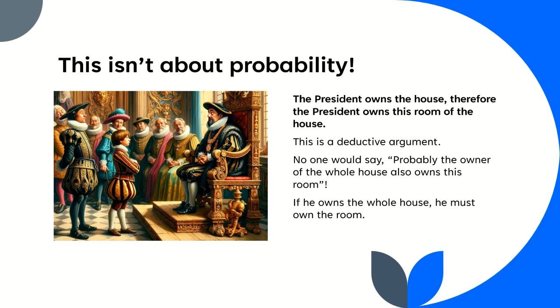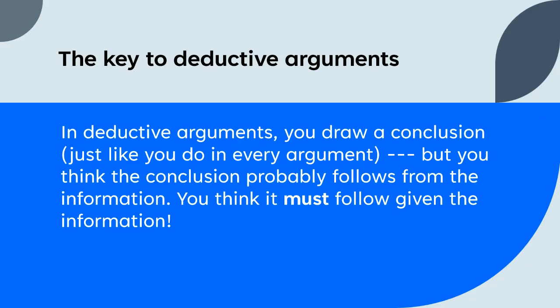The president owns the house, therefore the president owns this room of the house. Anyone who thinks this is going to think that the conclusion follows necessarily. Necessarily, the president owns this room of the house if he owns the whole house. So the key to a deductive argument is that the person thinks the conclusion follows necessarily, not probably, but necessarily, from the information.